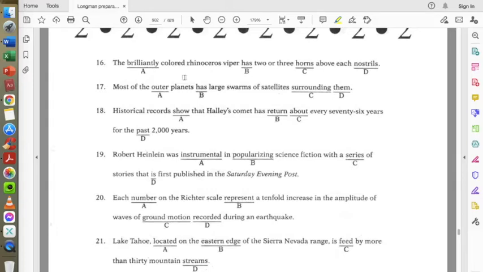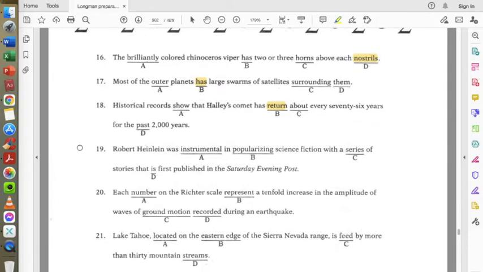The brilliantly colored rhinoceros viper has 2 or 3 horns above each nostrils. Well, this is just simple: above each needs a singular noun following it, above each nostril. Number 17, most of the outer planets has, again, that's subject-verb agreement. We've got planets, have. Historical records show that Halley's Comet has returned. We need a verb 3 past participle to make the present perfect. Has returned about every 76 years for the past 2000.